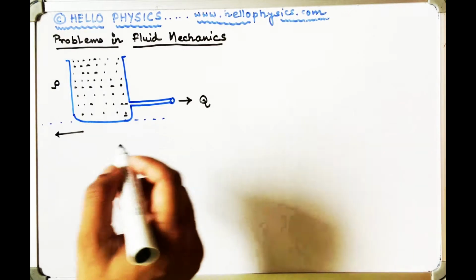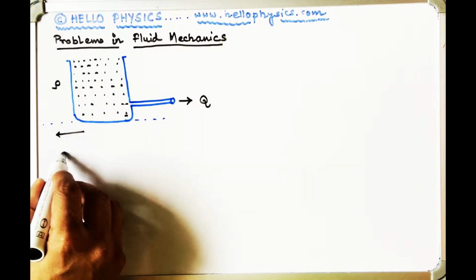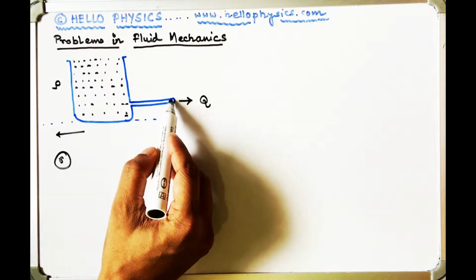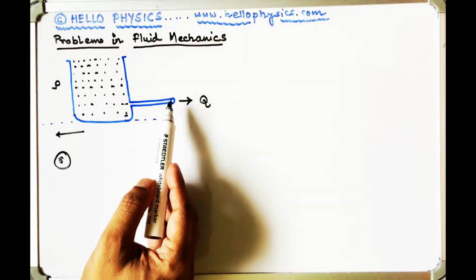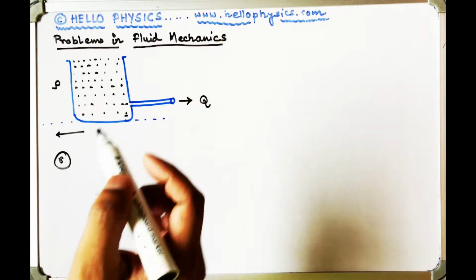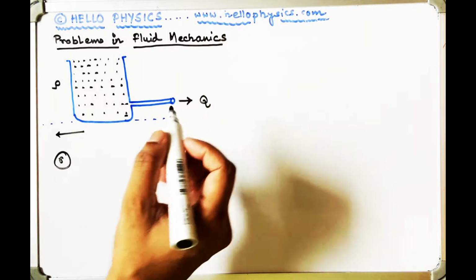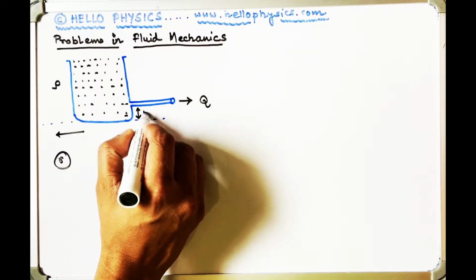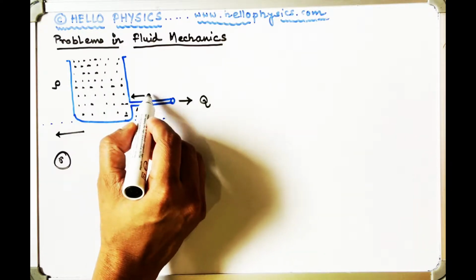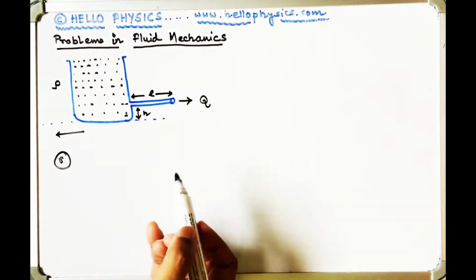Now this pipe has a radius of R. That is, the cross section of the pipe is circular and the radius of this cross section is equal to R. Few more dimensions are given: this height is equal to H and this length is equal to L, of this pipe.